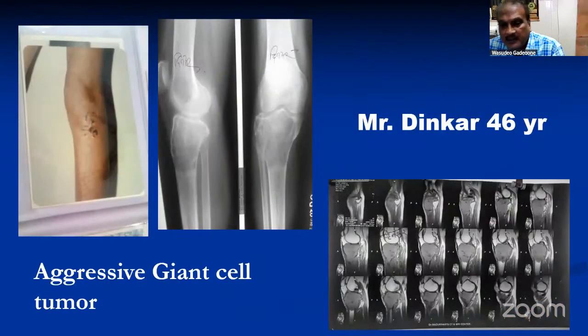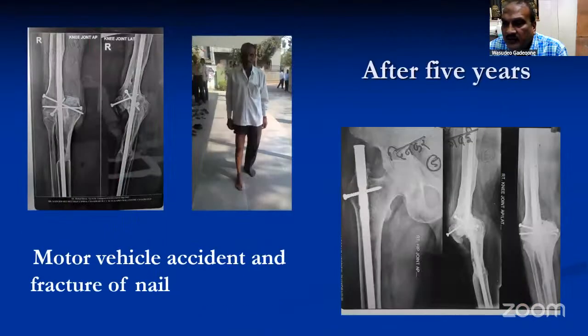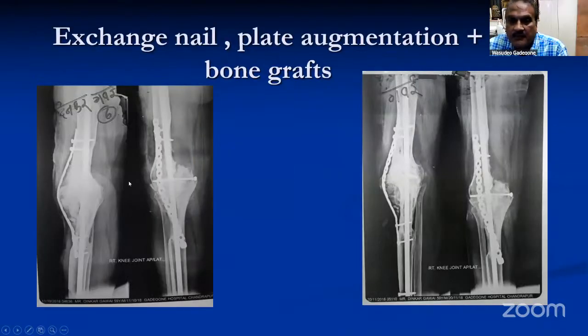So another example, aggressive joint tumor, 46-year-old male. After an en bloc excision, reconstruction is done by a turnoplasty technique of arthrodesis. 1 year follow-up, 3 years follow-up. After 5 years of follow-up, he got a breakage of the nail. He came again with the pain. You can see there was a consolidation. And then ultimately I did a renailing. After removal of this, renailing and a plate fixation, and ultimately everything healed up and patient is walking.